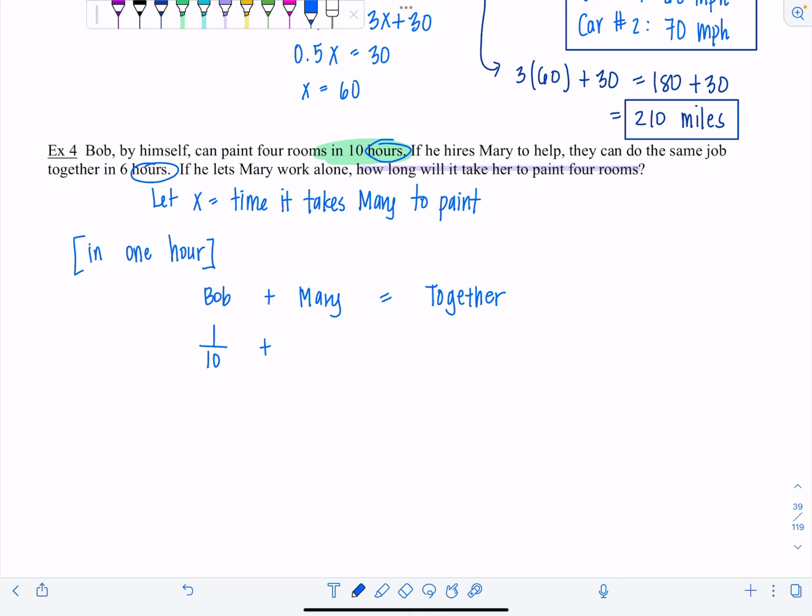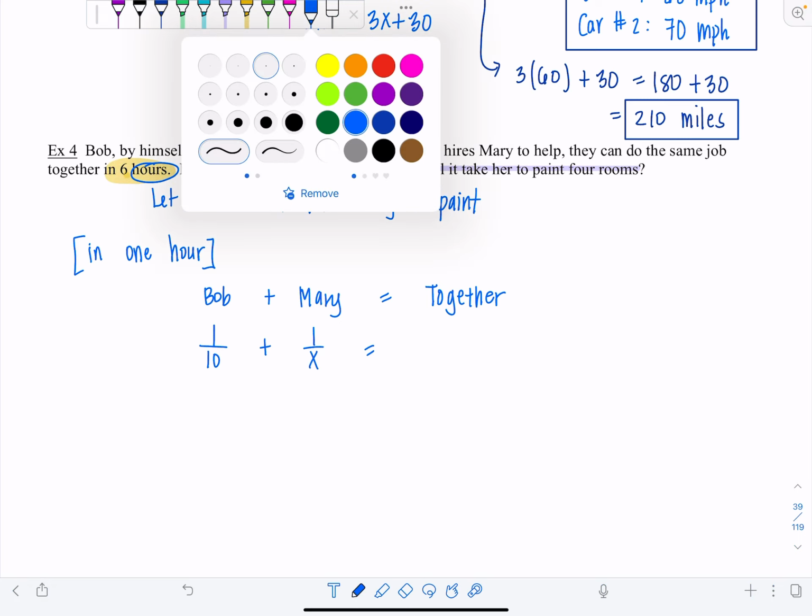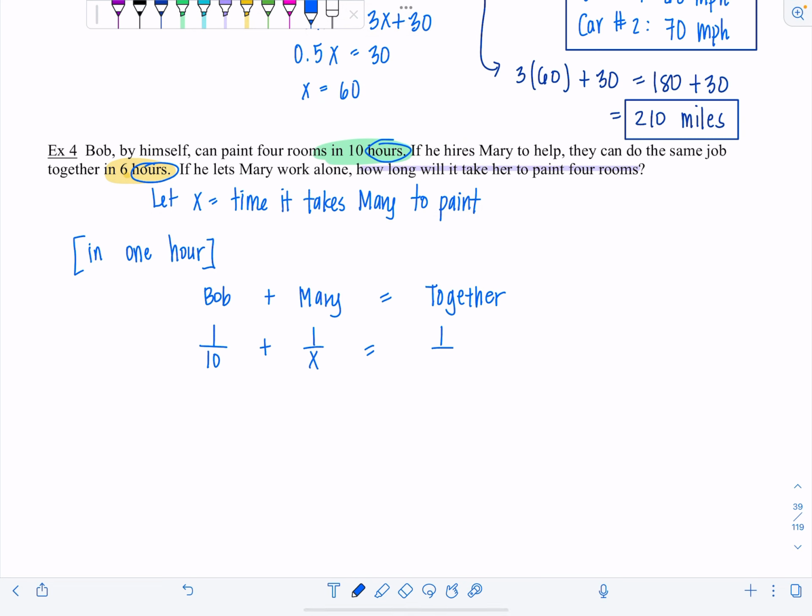Plus, now it takes Mary x hours to paint. I don't know how many hours it's going to take her by herself, but after 1 hour, she's gotten 1 over x done. Yes? And adding these up gives me the portion of the total job that they get done together in 1 hour. Well, together it takes them 6 hours. So after 1 hour, they've gotten 1/6 of the job done. See, and then that's your equation that you're going to solve. Not too crazy, right?